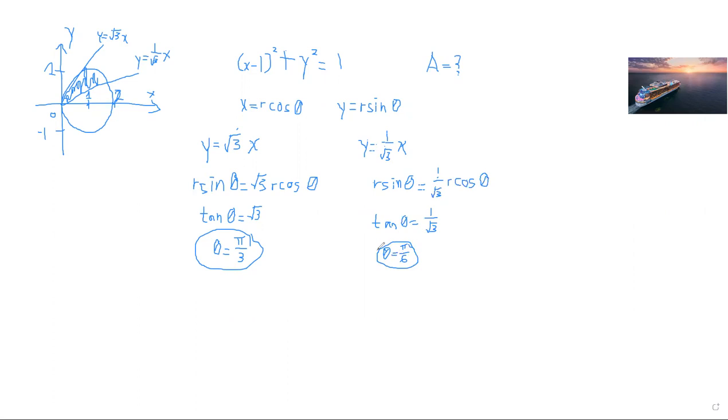Think of it like this is a straight line. It looks like an angle, pi over 3 and pi over 6. Okay, so we've broken them down into 2 lines. Let's try to make this circle into polar coordinates. So in that case, it's r cosine theta minus 1, squared, plus r squared sine squared theta, equals 1.